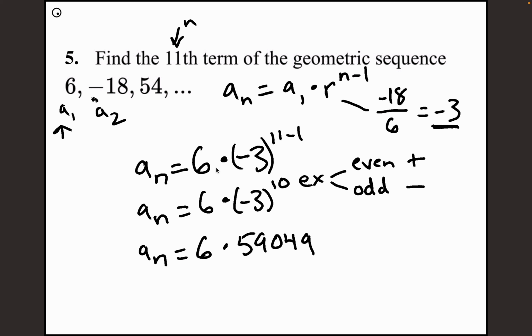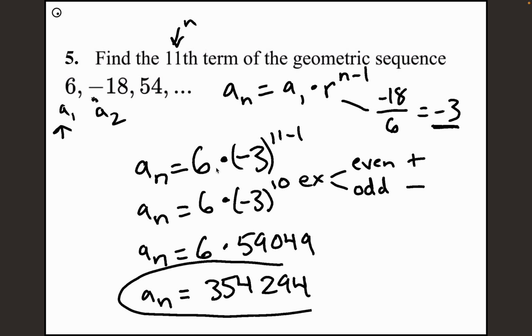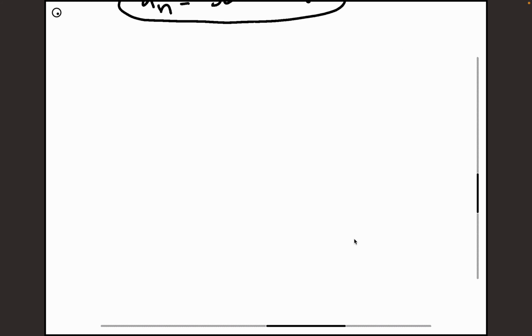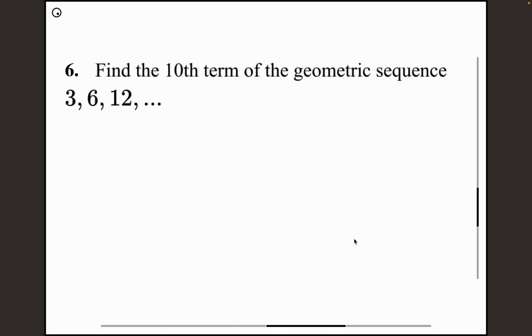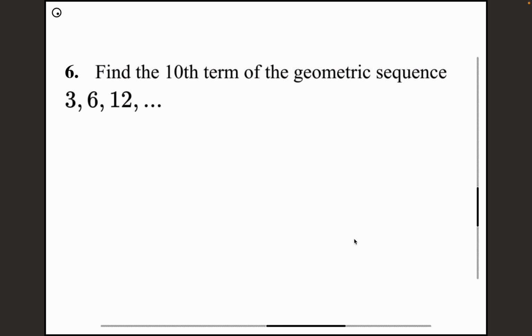59,049. And finally, we need to multiply that by 6. And our overall answer is going to be 354,294. And that's what you would plug into your answer. You don't have to worry about the commas, okay? Just know that it's a big number. Go ahead and look at this one on your own.